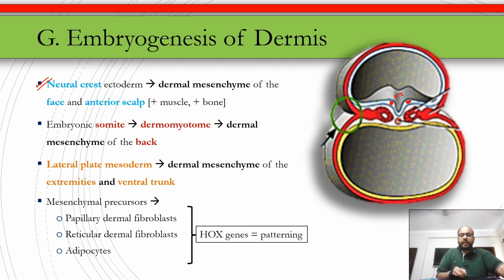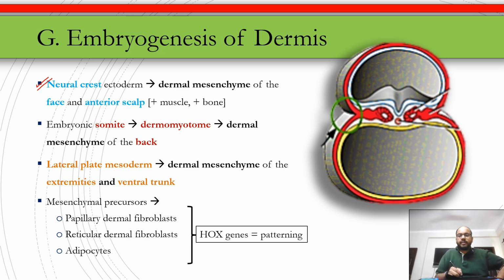Okay. The embryonic somite. So this area, let me change the color. This area, which is just adjacent to the neural tube, is the somite. The part of the somite that forms dermis and muscles is the dermatomyotome, and this will give rise to the dermal mesenchyme of the back, because that is the eventual area of this formation, the somites. So it is the axial back. So in this area, the dermis will be formed by the somites.